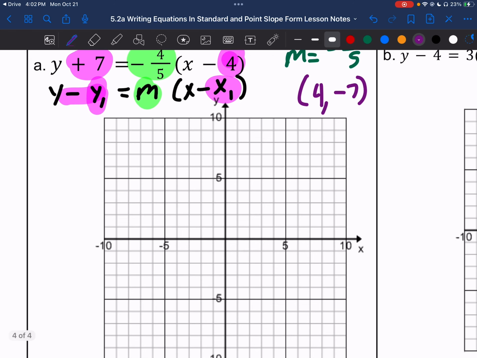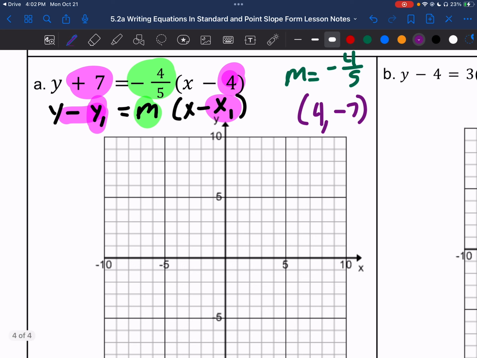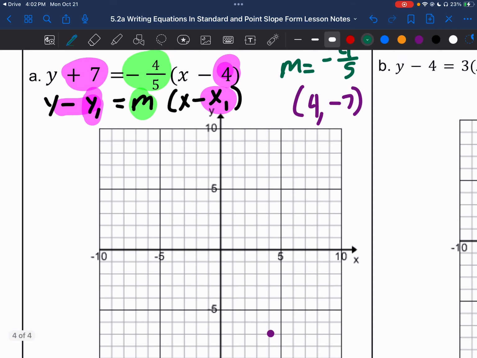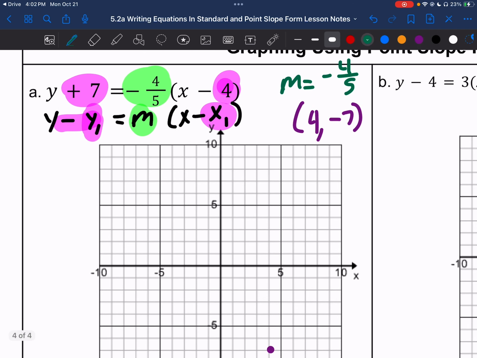How does this help us graph? Well, we don't have to convert to slope-intercept form, because sometimes that'll give us an intercept that's not very clean. Here I have a clean point that I can work from. So we go to the point 4, -7: to the right 4 and down 7. That's my starting point. And I'm given a slope that I can follow a pattern from.